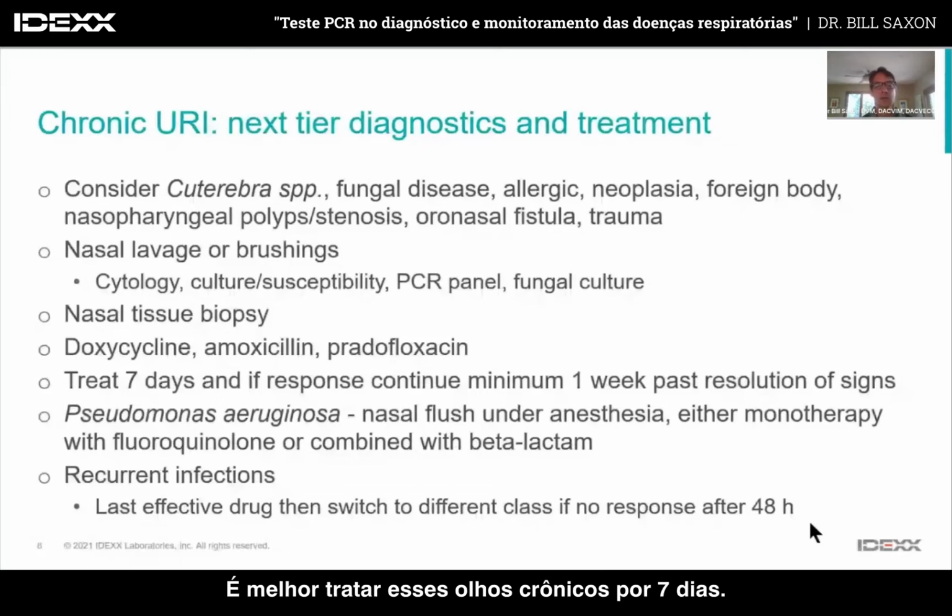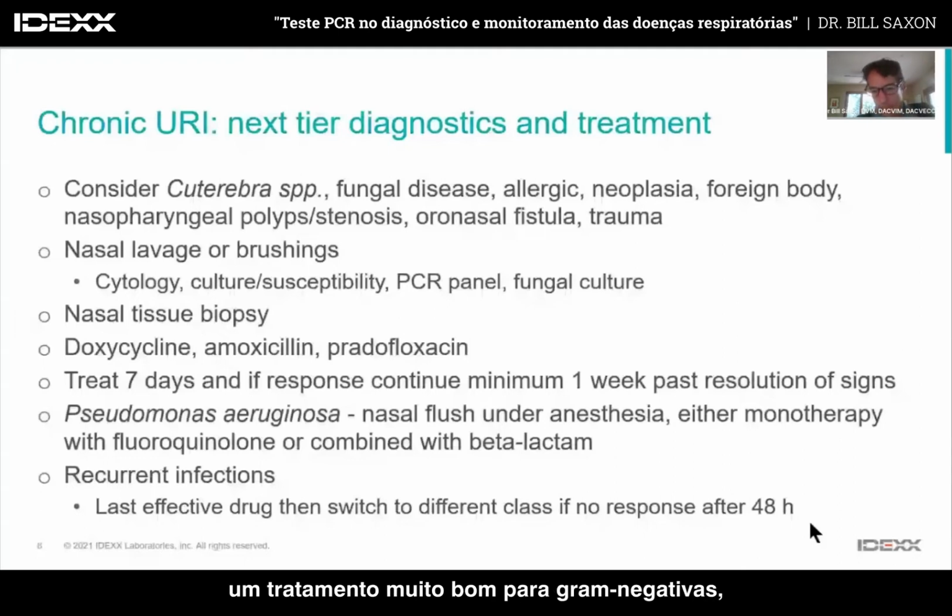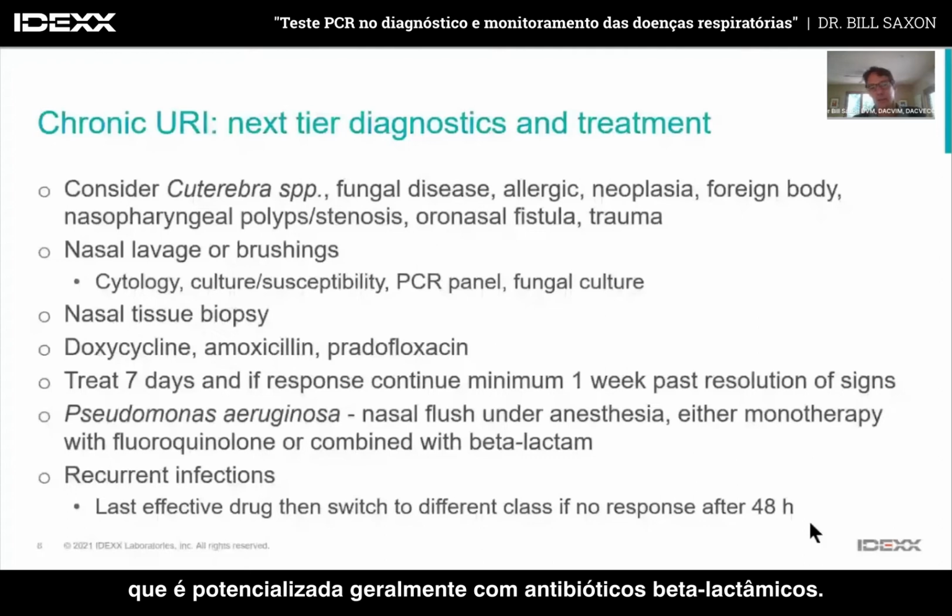For these chronic guys, we want to treat for 7 days, and if you're getting a response with your first antibiotic, go for a week past resolution of signs. If you culture and you get Pseudomonas in pure culture, then you really need to flush these guys aggressively, because Pseudomonas can cause these loculated, hard-to-get-rid-of accumulations of stuff. You've got to get that out of there. And then these guys need really good gram-negative coverage, so potent gram-negative antibiotics like a fluoroquinolone, sometimes combined with penicillin that's augmented, usually with clavulanic acid.